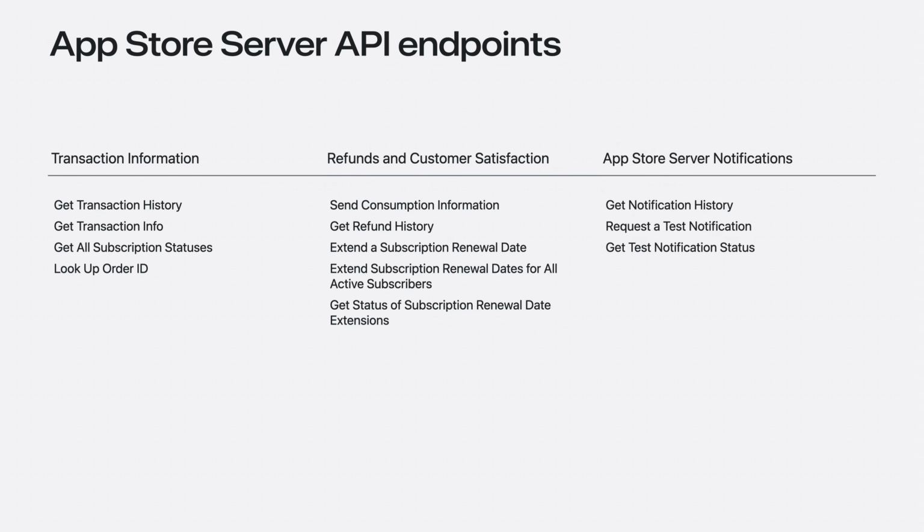The last 3 endpoints are for App Store Server notifications. You can trigger a test notification and see your notification history with these endpoints. Altogether, these 12 endpoints of the App Store Server API replace and go beyond what was possible with the Verify Receipt endpoint, which was deprecated in 2023.